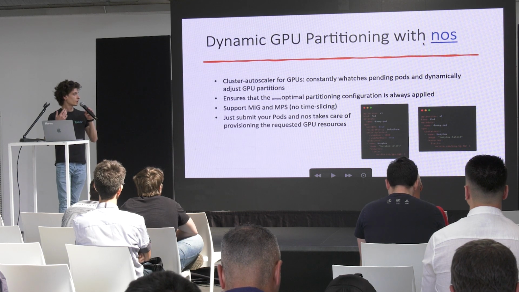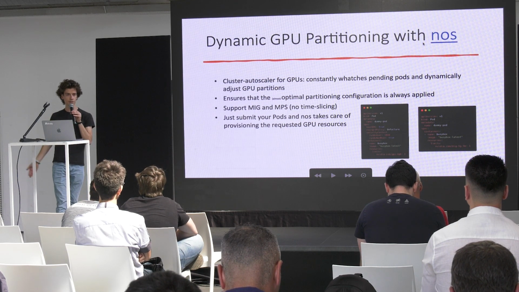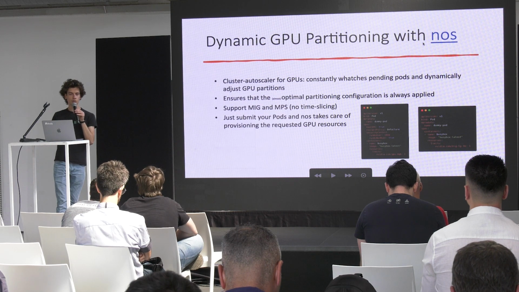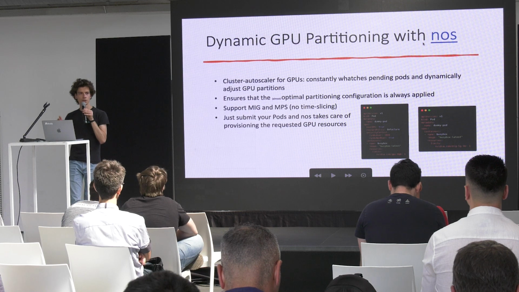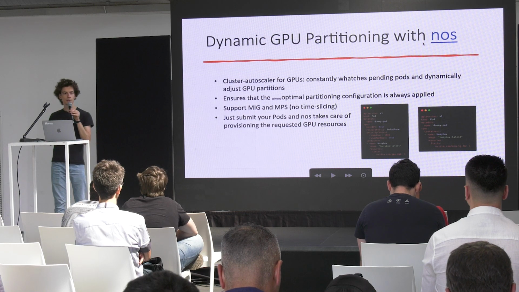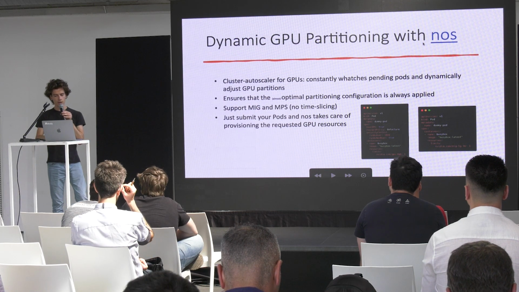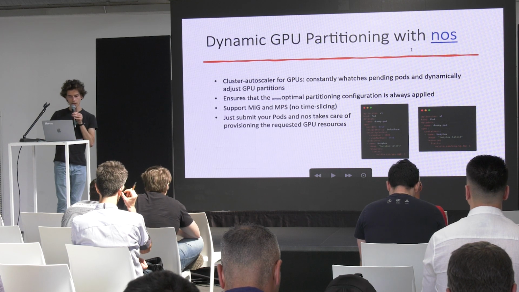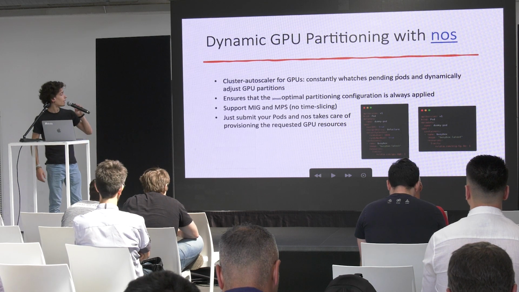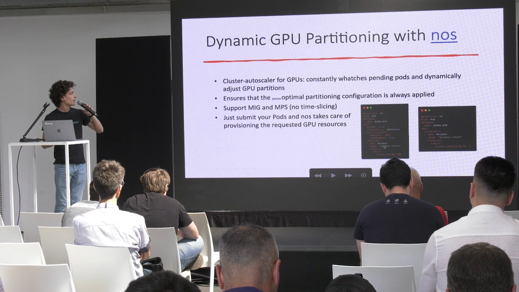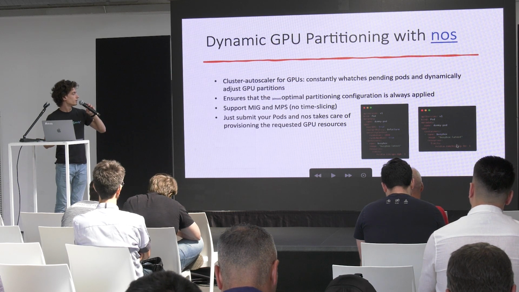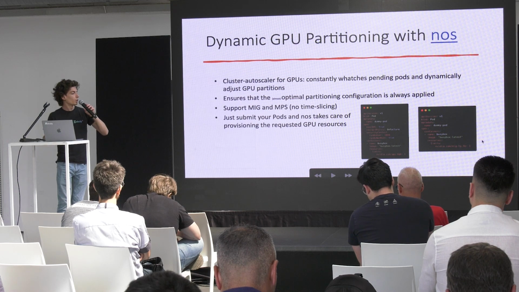And with NOS, you just submit your pods to your Kubernetes cluster. You have containers requesting GPU slices, and you don't have to worry about creating those slices. They are automatically created by the NOS operator. And you have an example on the right where we are requesting some MPS resources in the first manifest and some MIG resources in the other one. And that's all we have to do.